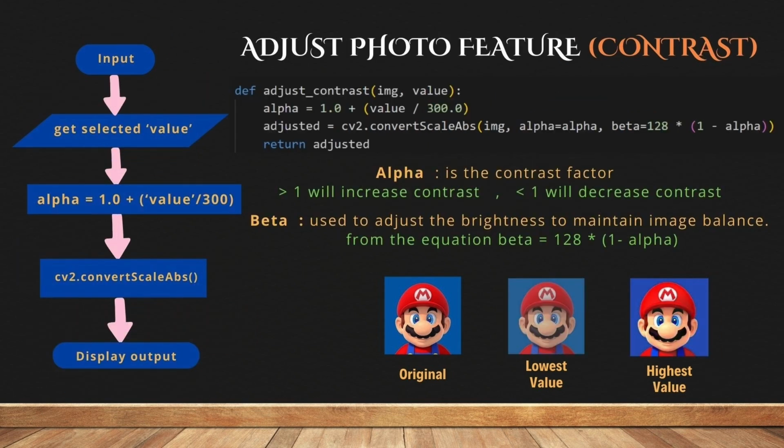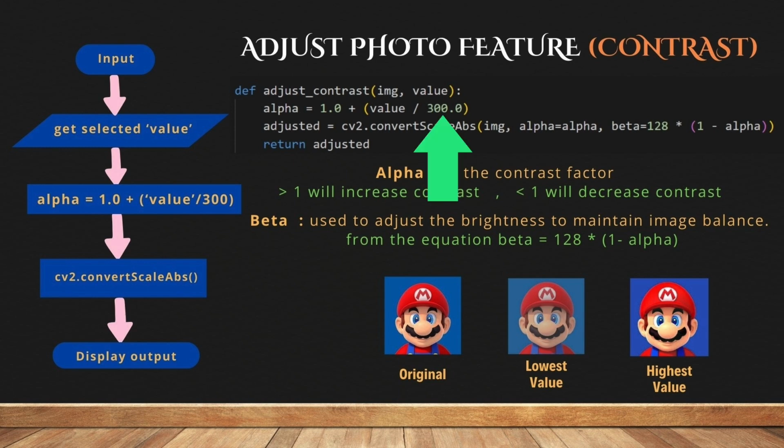For the contrast adjustment, we use the formula alpha equals 1 plus value divided by 300 to increase or decrease contrast. If alpha is greater than 1, the contrast is higher, making dark areas darker and bright areas brighter. And if alpha is lower than 1, the contrast is lower, making the image softer.